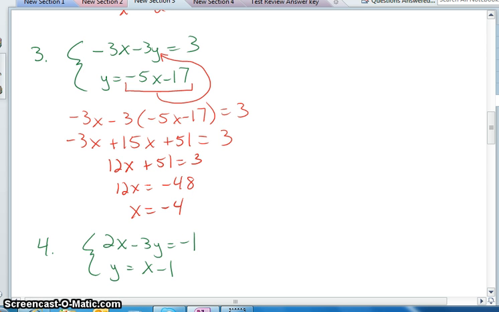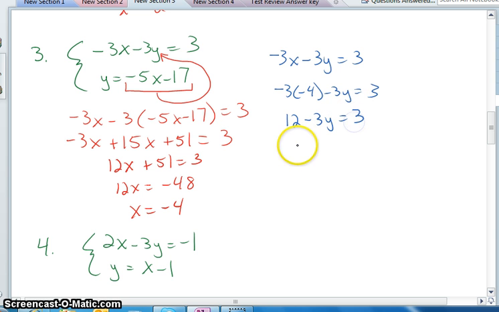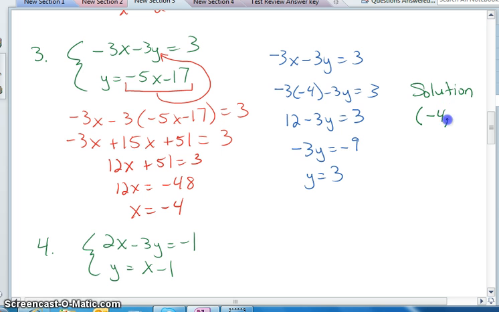I'm not finished yet because I need to figure out what y equals. This time I'm going to choose the first equation just to mix it up a little bit. So if I have negative 3x minus 3y equals 3, I can put negative 4 in for x, and I can solve. So that would be 12 minus 3y equals 3. Negative 3y equals negative 9. Y equals 3. So my solution is negative 4, 3. And that's it.